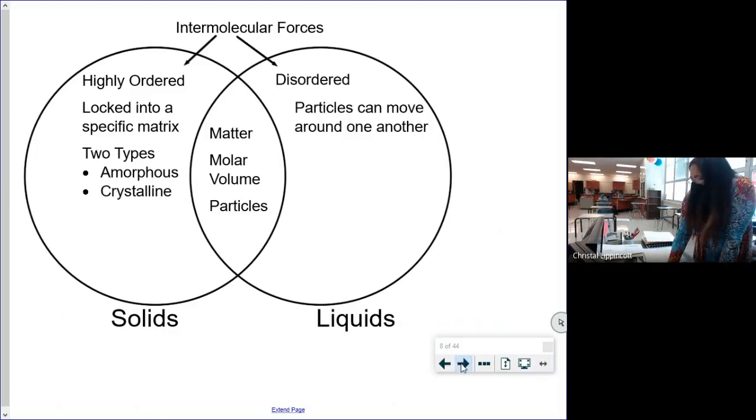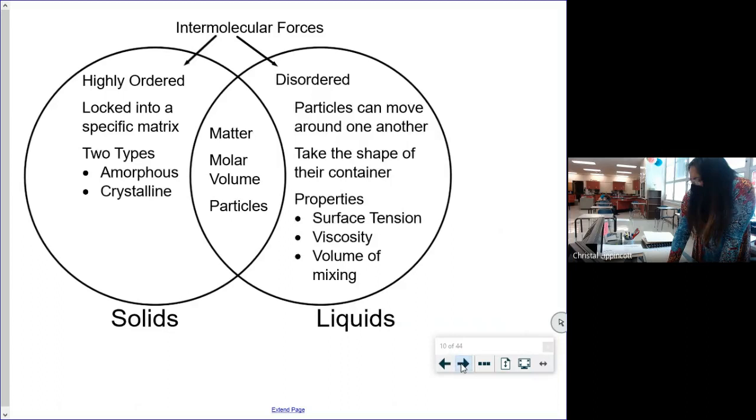Okay. And then your liquids are disordered, but the particles can move around. They take the shape of their container, and they have various properties. So I'll let you write those down. Give you a minute to get that Venn diagram set up and kind of think about it for a minute. I think it seems pretty logical.